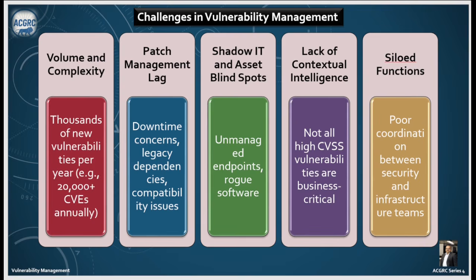Next is lack of contextual intelligence. As I said earlier, not all high CVSS vulnerabilities are business critical. Next is siloed functions, poor coordination between the security and infrastructure teams. These are real on-ground issues. To put it in simple language, even though organizations use tools and processes to find and fix security weaknesses, there are still many real-world challenges that make vulnerability management difficult. I would say extremely difficult. Let's look at these challenges one by one with easy to understand examples.